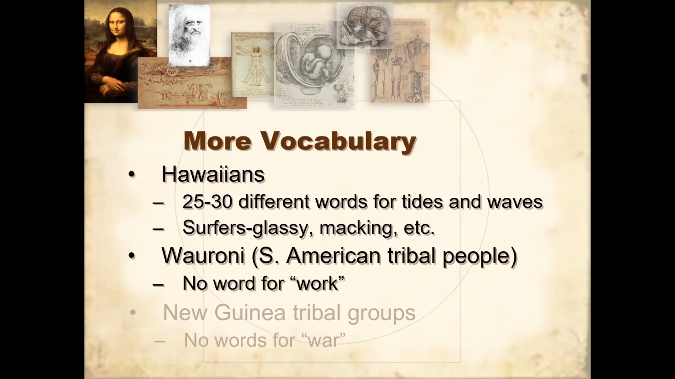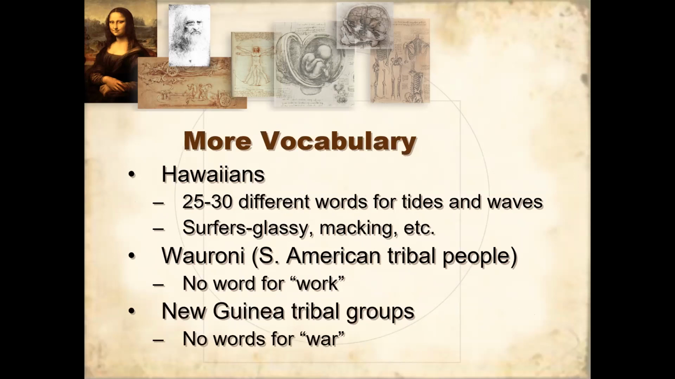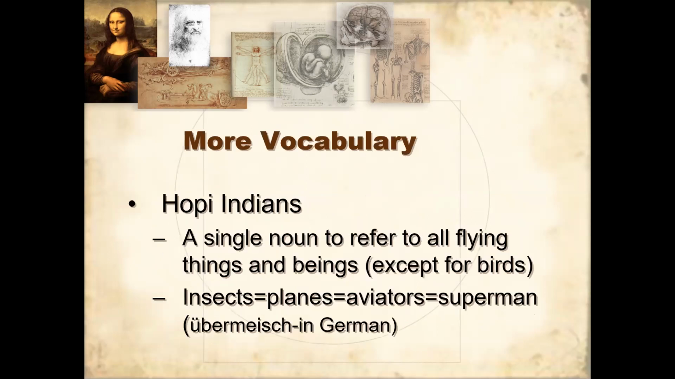Hawaiians, different words for tides and waves. A tribal culture in South America, no word for work, it's just stuff you do. And the New Guinea tribal group, some of them have no word for war. You know, it's not something they perceive in that way if they fight at all. Hopi Indians, which we talked about, no past tense. There's a single noun to refer to all flying things except birds. So they would use the same word for a bug, a plane, or even Superman. They all fly, it's fine. Birds would have their own unique thing, but everything else gets squashed into one.